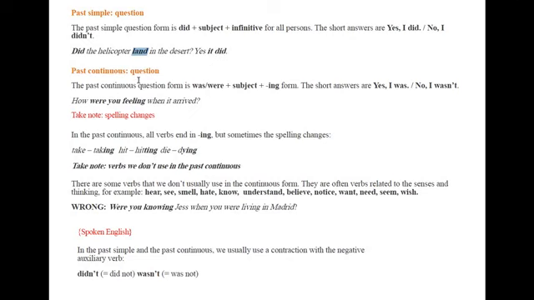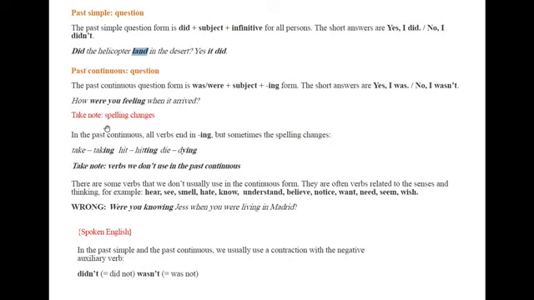In the question, we change the helping verb to the beginning of the sentence. So the past continuous question form is was or were, subject, plus ing. The short answers are "Yes, I was" and "No, I wasn't." How were you feeling when it arrived?